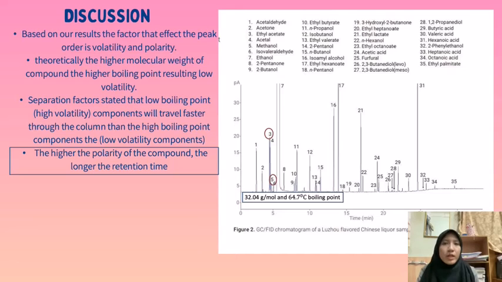In other words, the higher the polarity of the compound, the longer the retention time. Ethyl acetate is an ester and methanol is an alcohol. If we refer to the polarity of organic functional groups in increasing order, ester has lower polarity than alcohol. So that is why ethyl acetate elutes before methanol, as we can see in the result.